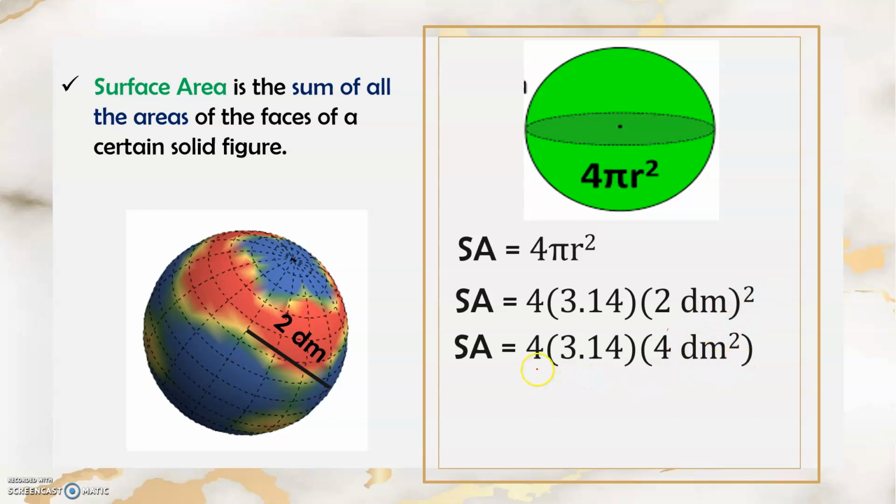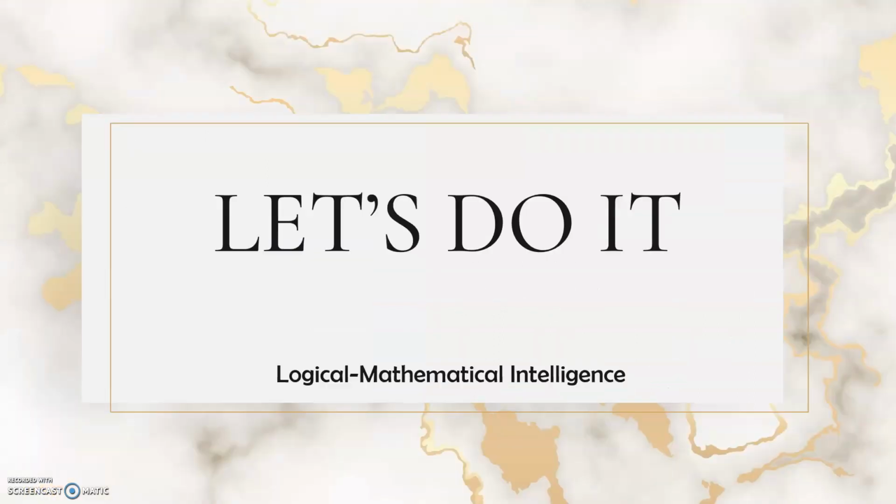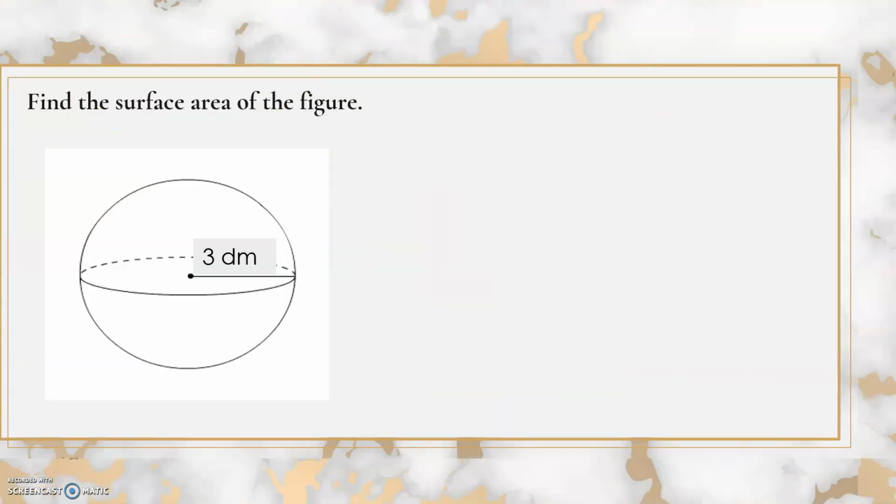Then we'll have to multiply it by 4 times 3.14. And that will give us 50.24 square decimeters. Therefore, this is the surface area of this sphere with radius of 2 decimeters. Now let's try some more examples. Find the surface area of the sphere whose diameter measures 3 decimeters.